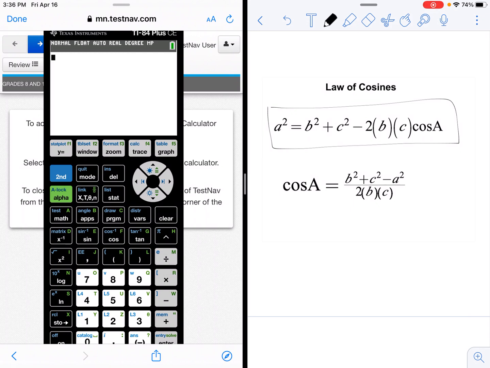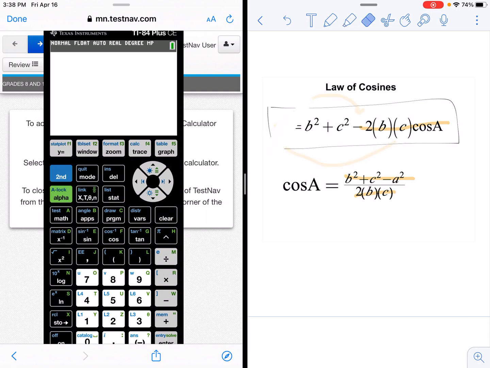Think about what they did. If you add negative 2bc cosine A to both sides, so move that over to this side, and you subtract a squared from this side, that's where you're going to get your b squared plus c squared minus a squared. Then you can divide by 2bc, and that's where they get this.